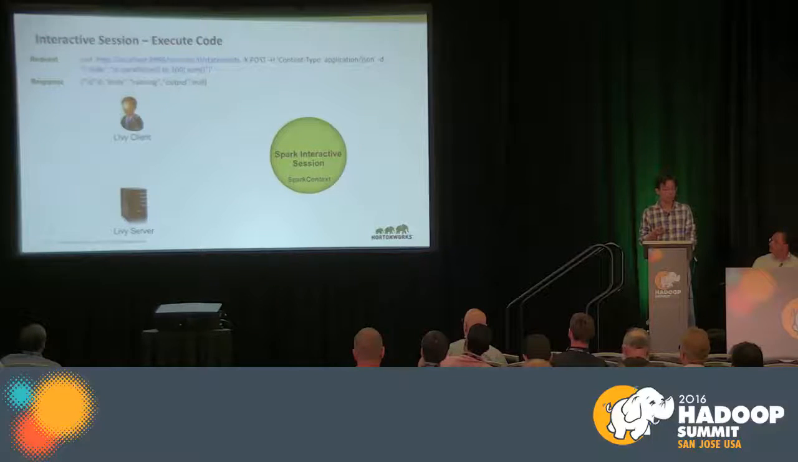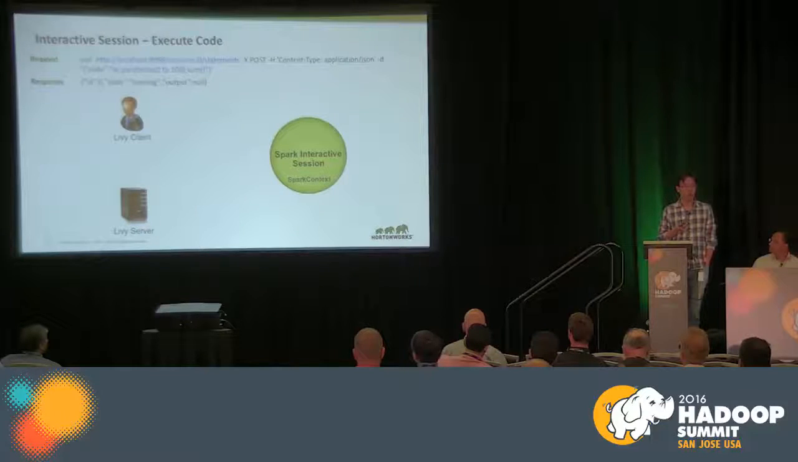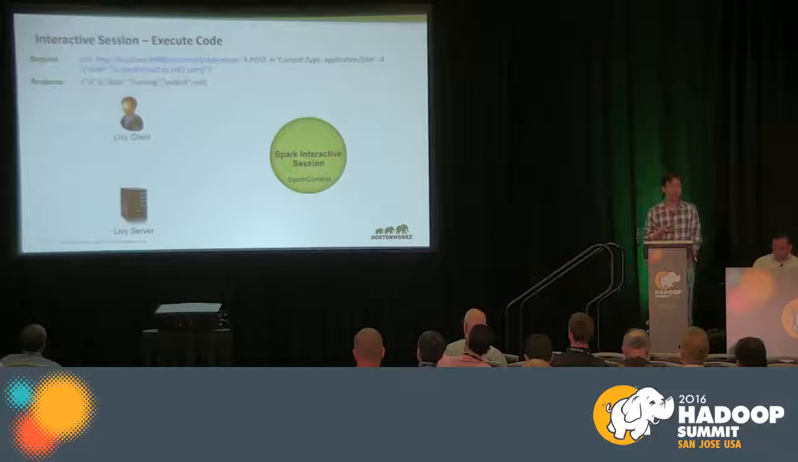You may notice that here the output is none. This is just because that piece of code cannot finish in a short time. But we can get the output by calling another poll job status API. So now let's see how that works.